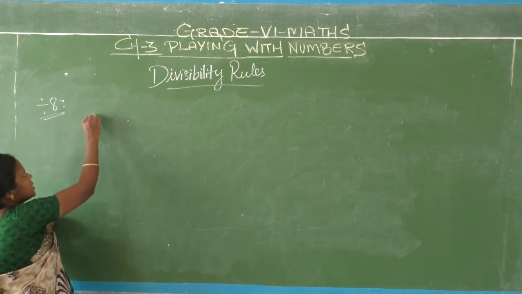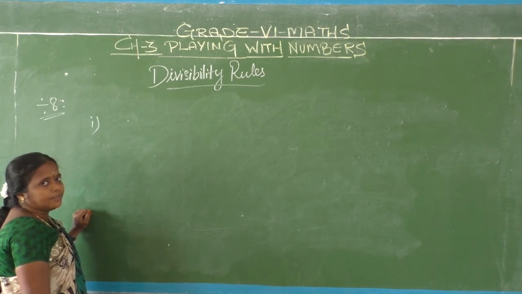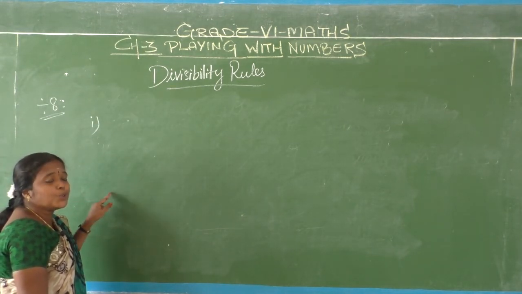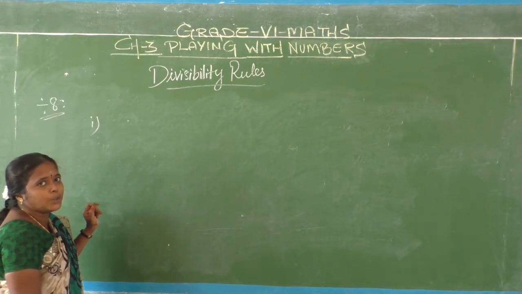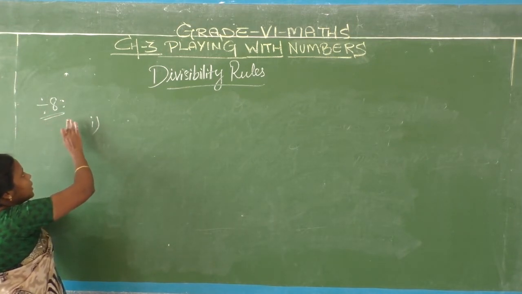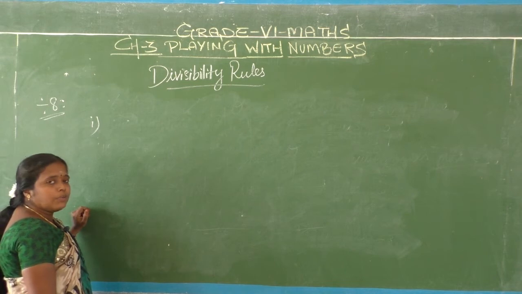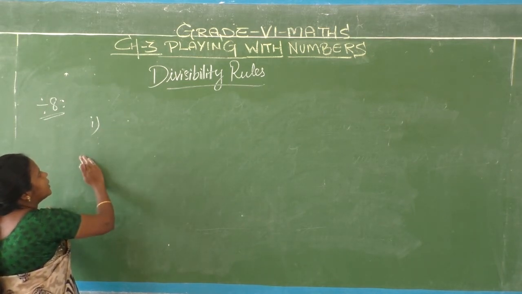The first condition, the number must have 3 digits or more than that. Second condition, last 2 digits of the number are multiples of 4 or either 0, 0. Like that it was given. Here, the divisibility by 8 rule is same as divisibility by 4 only.